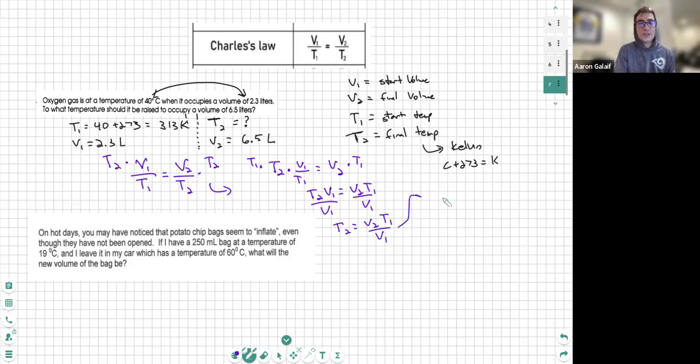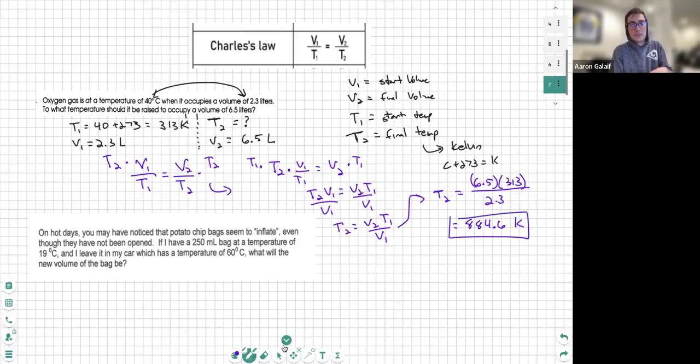At this point now, I can just plug and chug because I can see, all right, well, T2 is equal to V2, which we know is 6.5, times T1, which we know is 313, all over V1, which we know is 2.3. We're going to plug that into my calculator. Make sure you use your parentheses accurately. I suggest doing numerator separately, then do denominator, and then divide them afterwards. I get 884.6 Kelvin. So that would be the final temperature for this problem.